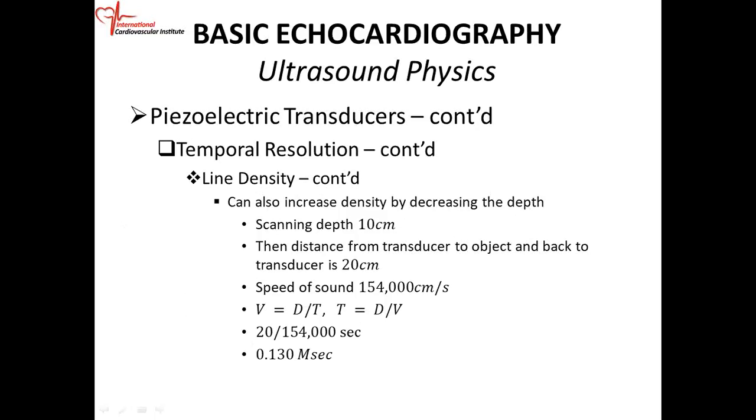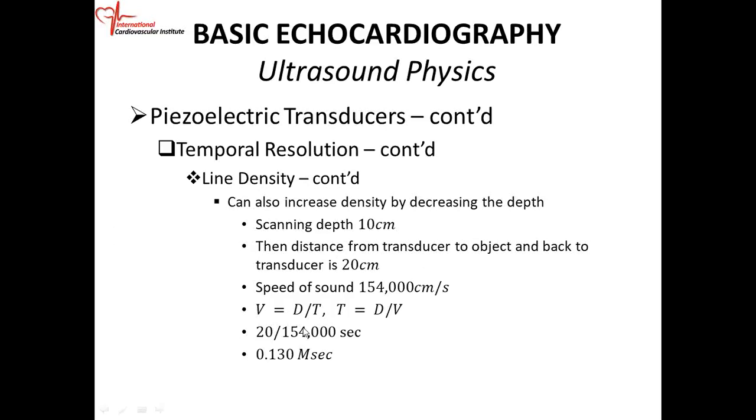So if you decrease the depth from say 15 centimeters to 10 centimeters, instead of the ultrasound beam traveling 15 centimeters, it's going to travel 10 centimeters to and from. So the total distance traveled would be 10 plus 10, so 20, because I have to travel to this tissue and come back. So the total distance traveled will be 20 centimeters.